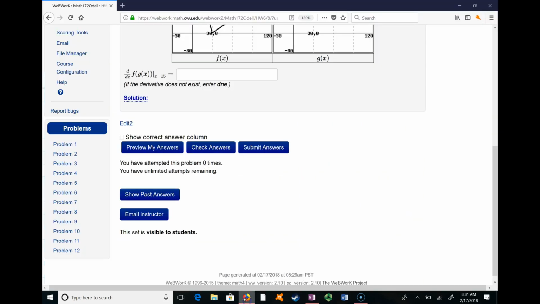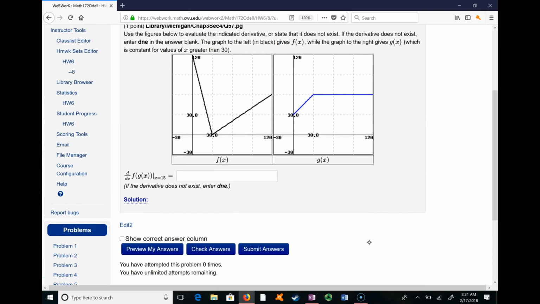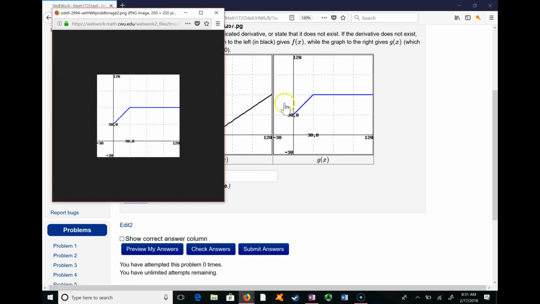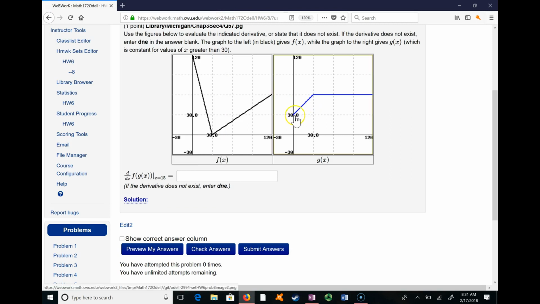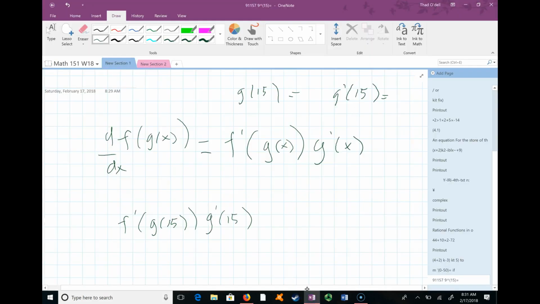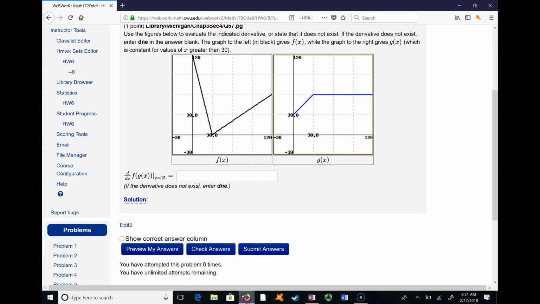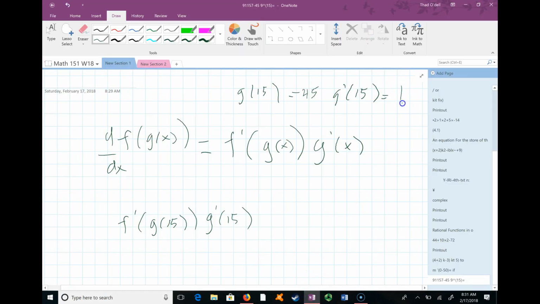So go back to the chart, and g is this guy. So g of 15 would be right here, halfway between 0 and 30, which would be right there, halfway between 30 and 60. So I'm guessing that would be like 45 right there. So that's 45. And then g prime of 15 is just the slope of this thing, which is just 1. So g prime of 15 is 1.